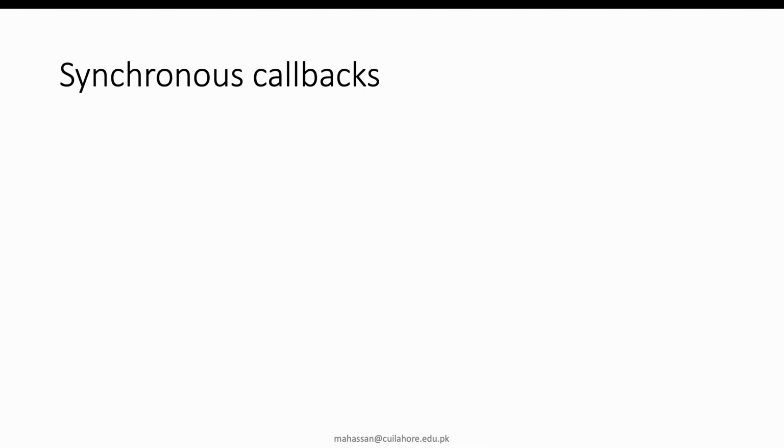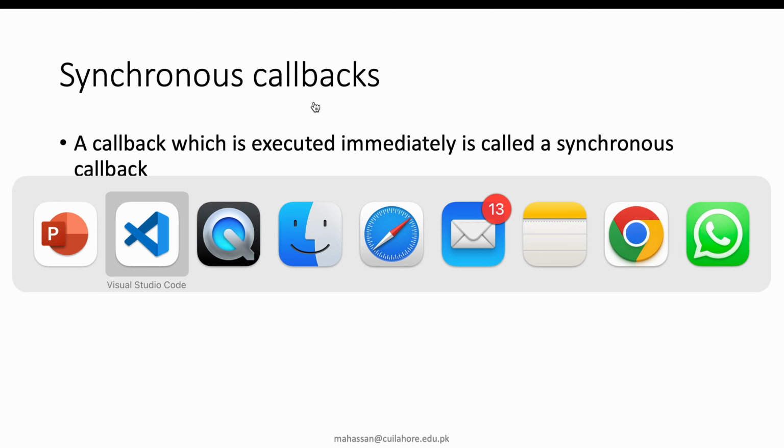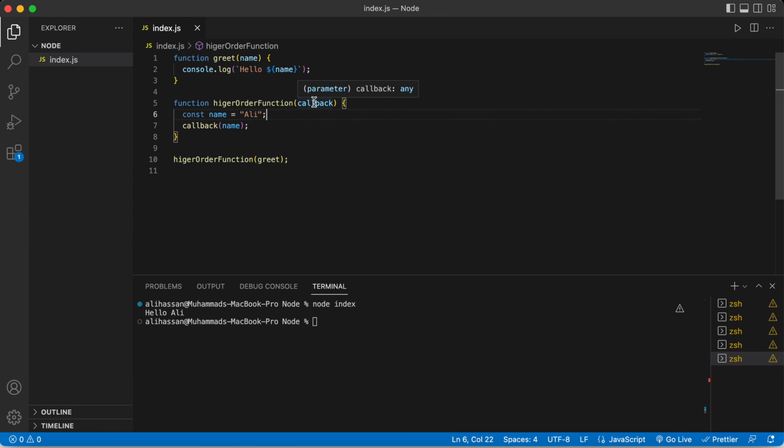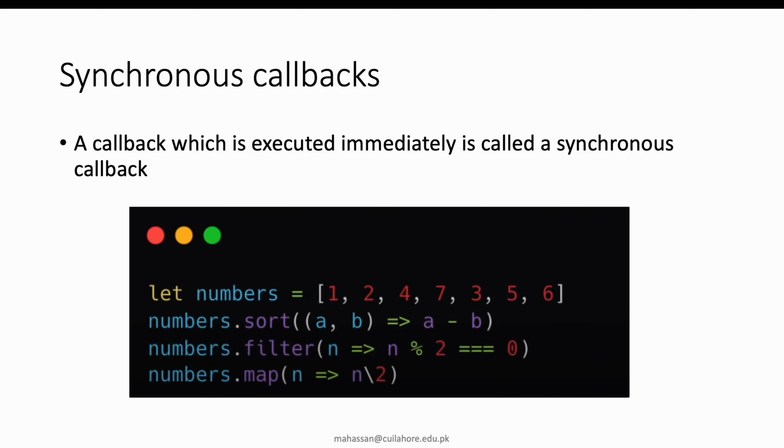Synchronous callbacks are executed immediately. In our example, the greet callback function is a synchronous callback function, as it gets executed immediately when the control goes inside the higher order function. A more practical example of synchronous callbacks is when they are passed to methods like sort, filter, or map. In these cases, the callback function defines the logic that the higher order function applies.